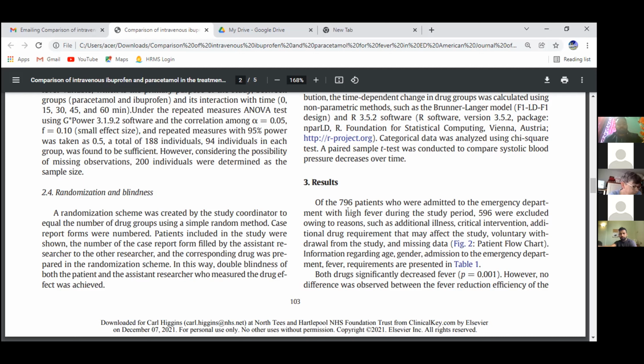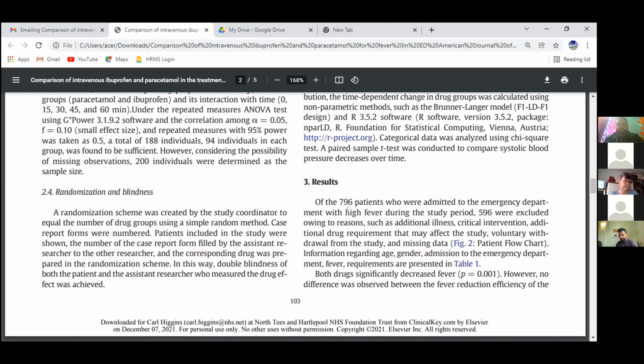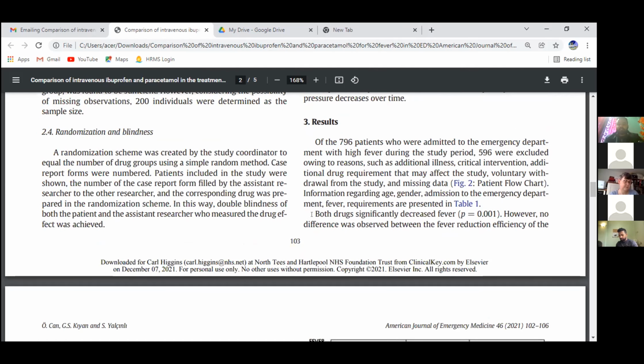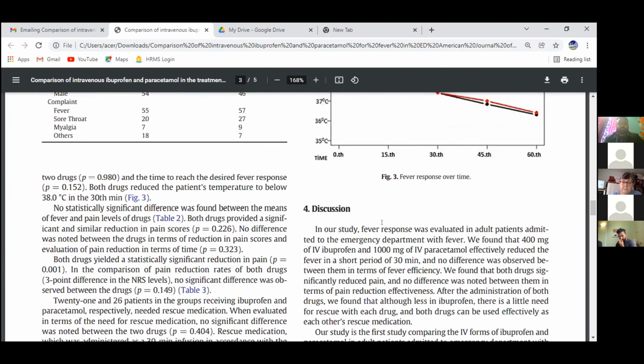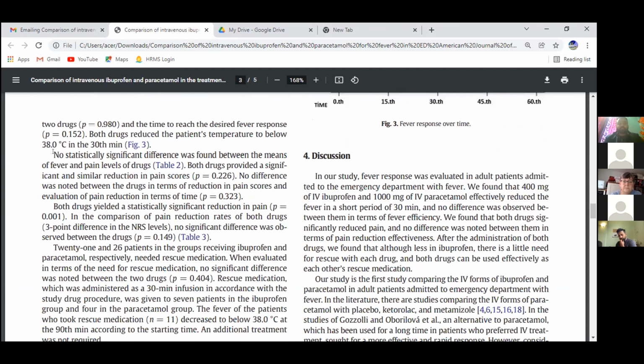So finally, the results. The first question in the results is, how large was the treatment effect? As we can see here, both the drugs significantly reduced the fever. We have a p-value of 0.001. Also there was no difference observed between the fever reduction efficacy of both the drugs, and no statistically significant difference was found between the means of fever and pain level of the drugs. Both drugs also provided a significant and similar reduction in pain scores.